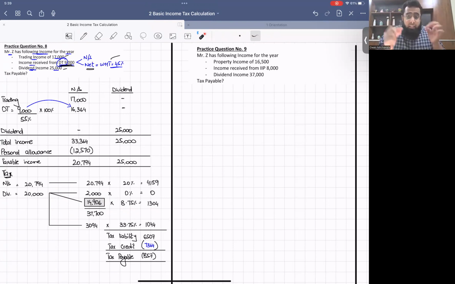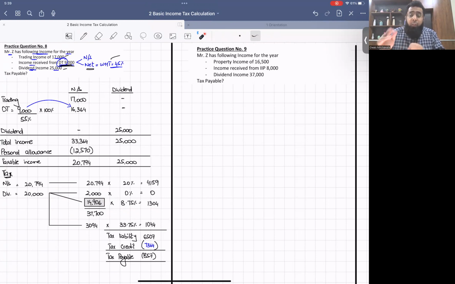Practice again and again. Do more and more practice questions. This is the only key that you will understand the approach and the method of doing questions. Are you getting it?